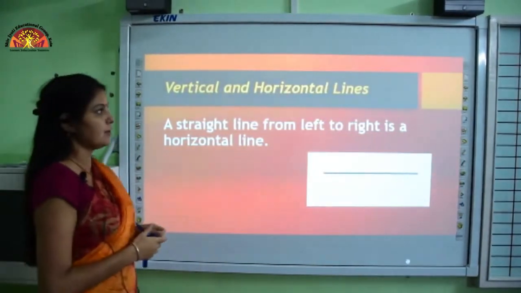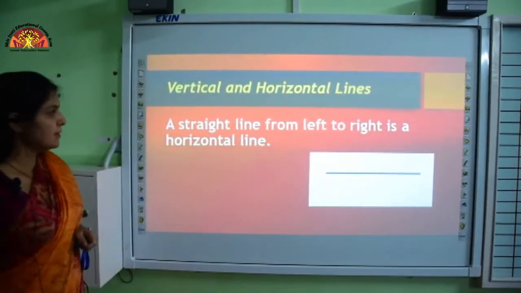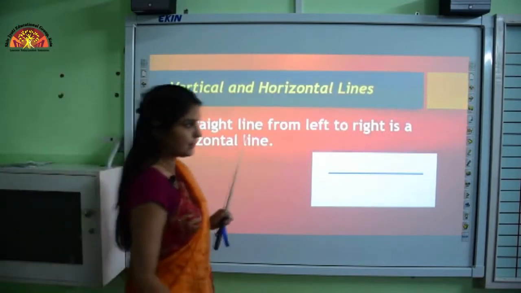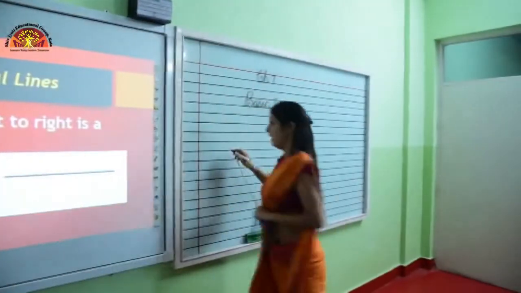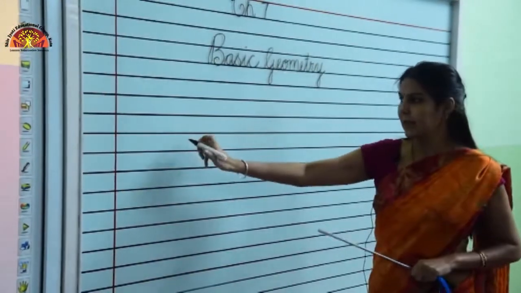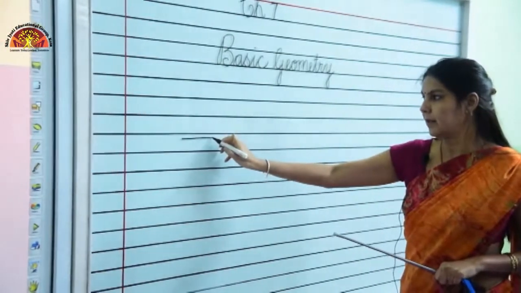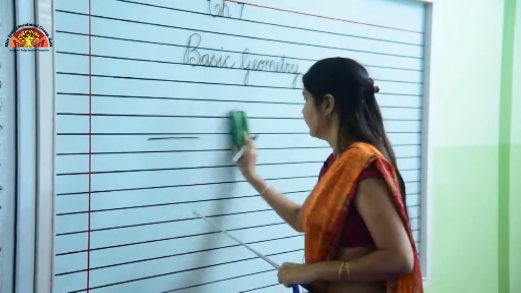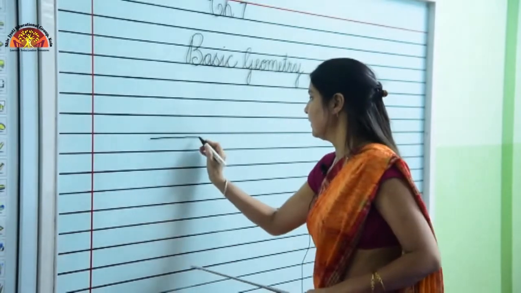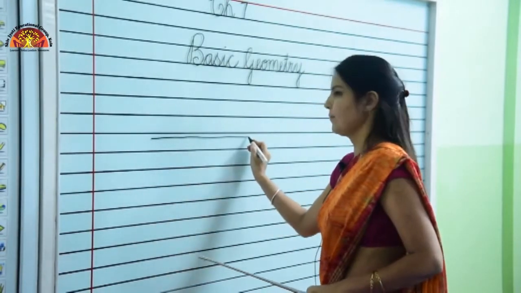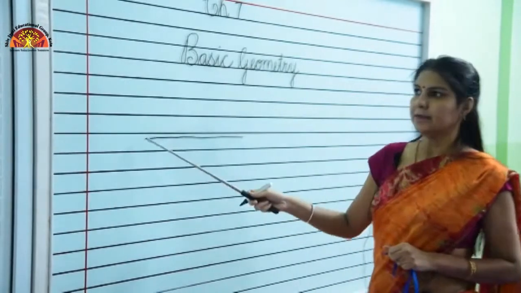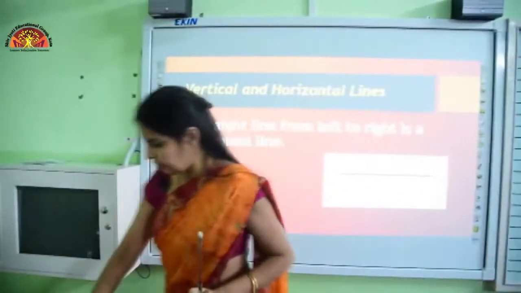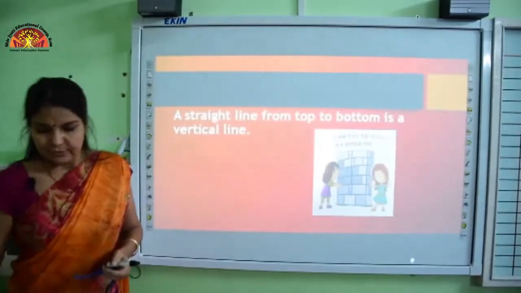Now vertical and horizontal lines. A straight line from left to right is a horizontal line. Children, this is the line which we draw from left to right. This side is left and we are going to start the line from here. This is a straight line, and this line is called a horizontal line. Clear? Now we will see vertical lines.